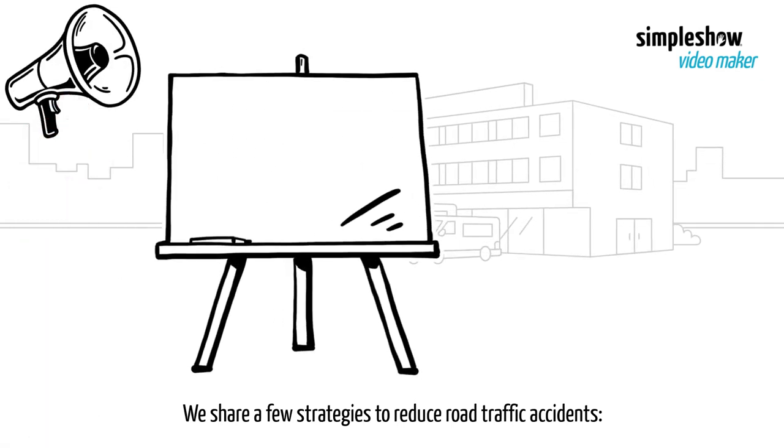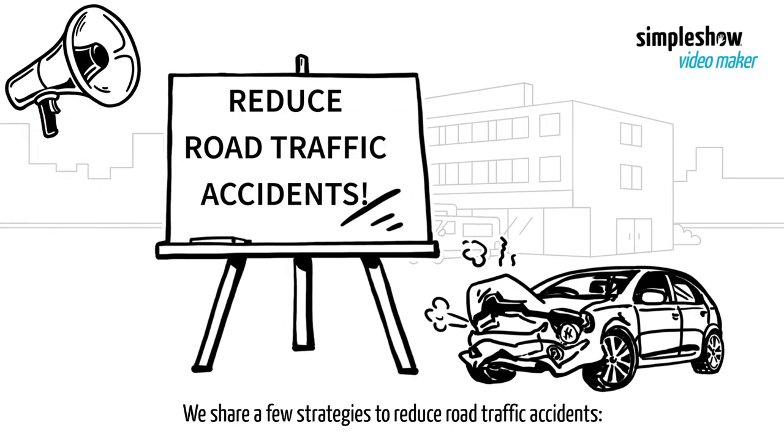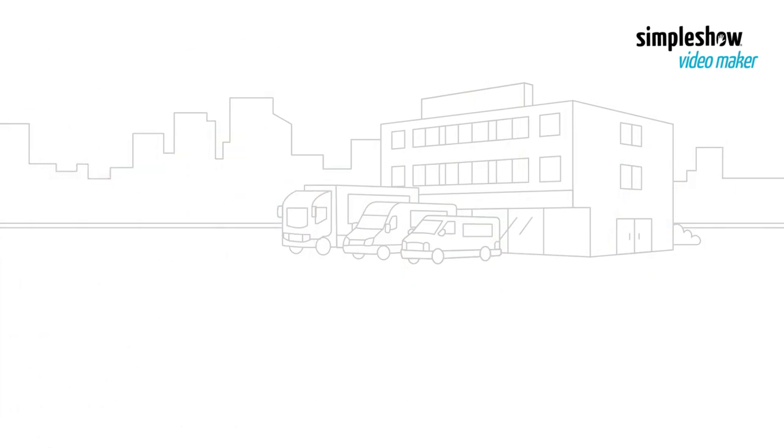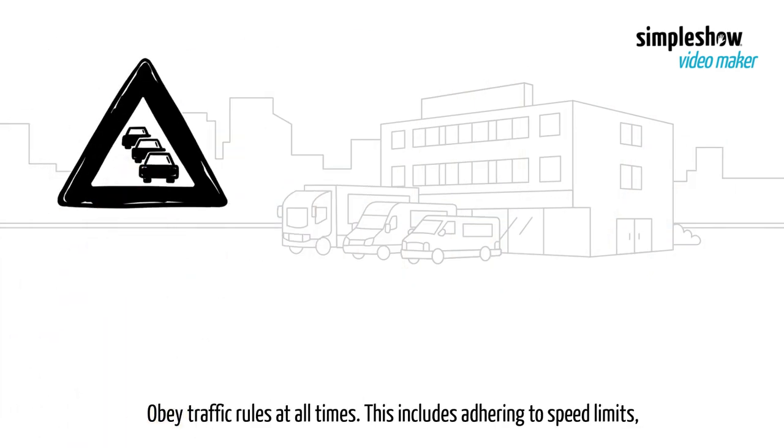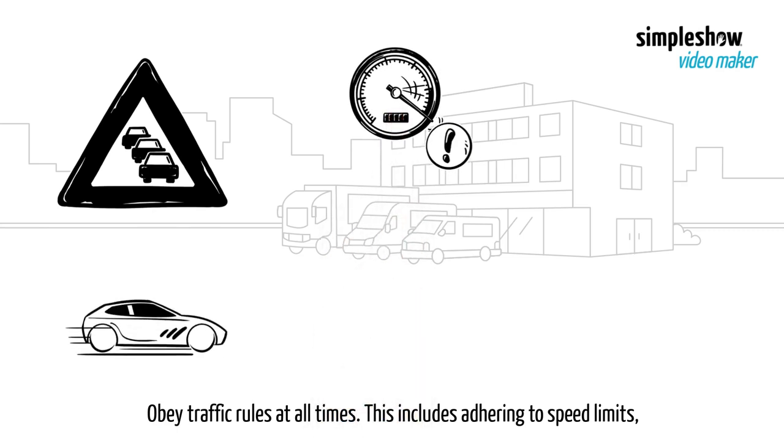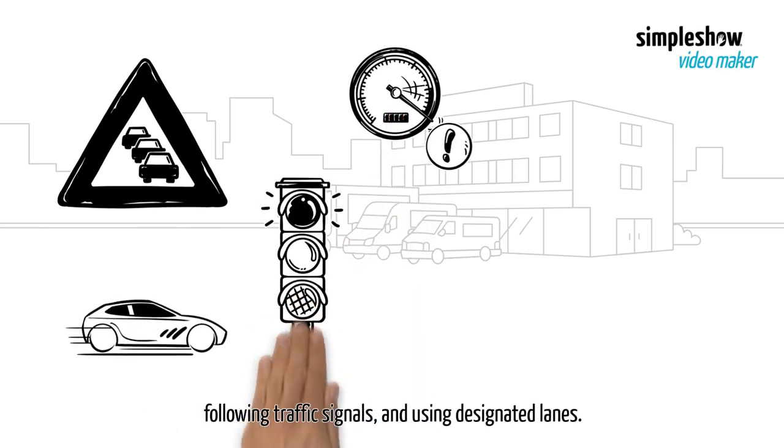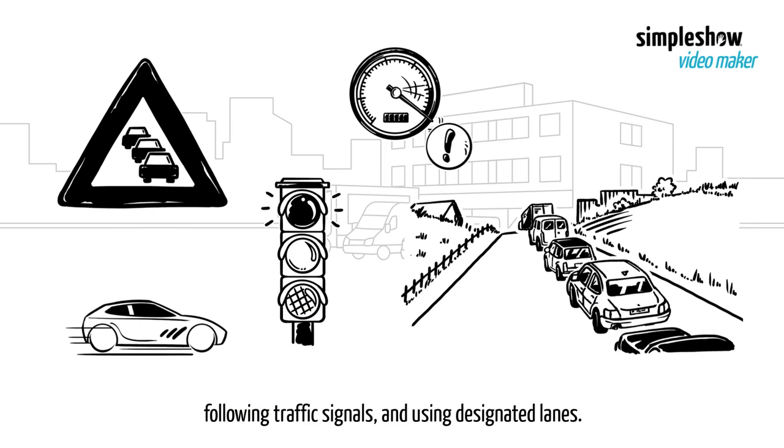We share a few strategies to reduce road traffic accidents. Obey traffic rules at all times. This includes adhering to speed limits, following traffic signals, and using designated lanes.